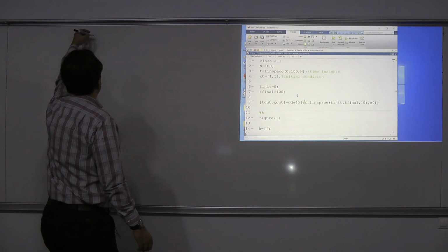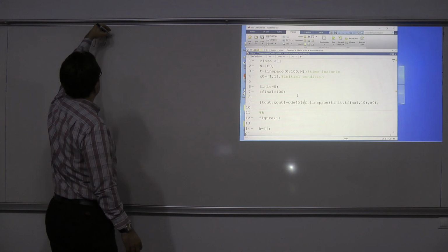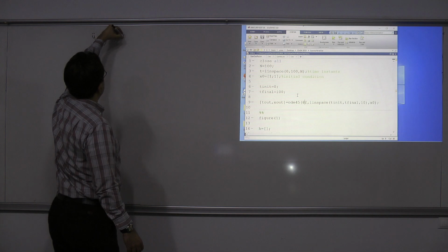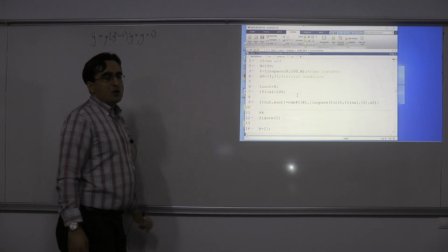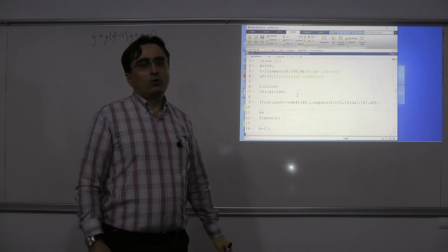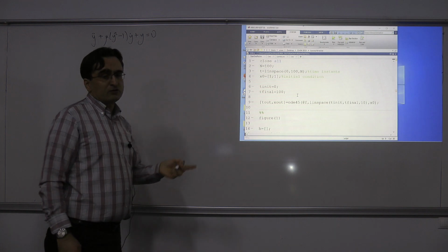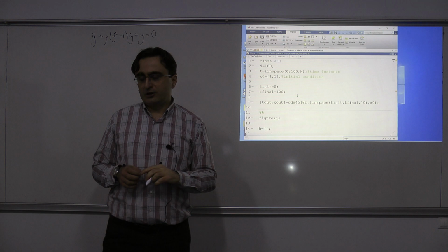So remember the van der Pol Oscillator equations, y double dot plus mu times (y square minus 1) times y dot plus y is equal to 0. Now I have written the van der Pol differential equation for the variable y because I am going to use the variable x for the state definition.